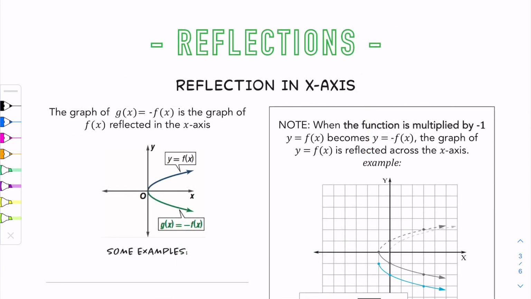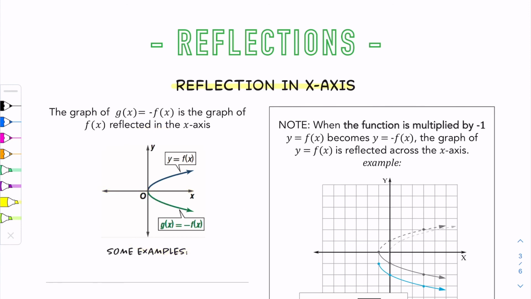The last part of the notes that we're going to go over today is going to be reflections. And there's actually multiple reflections in the coordinate plane, but in Algebra 2, we're only focusing on reflections in the x-axis. That means if you look at this graph, we are only reflecting across this line here that I just highlighted in yellow.